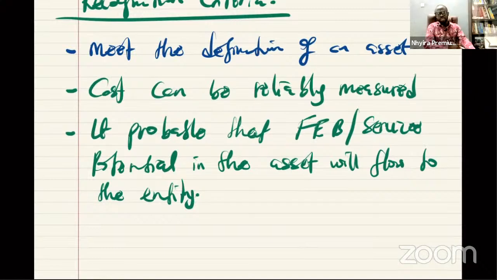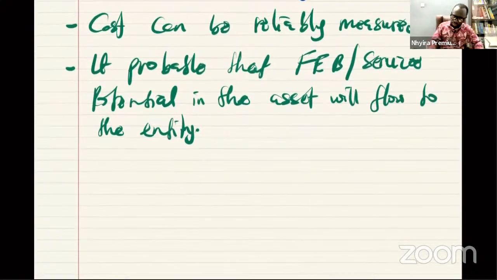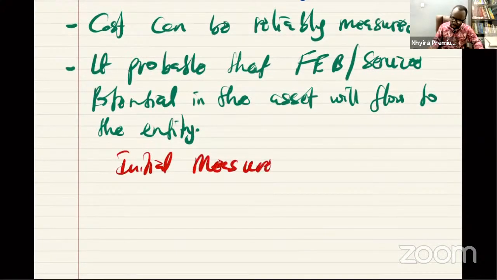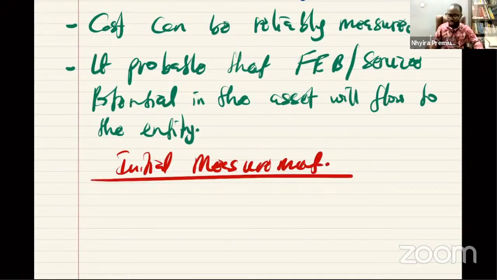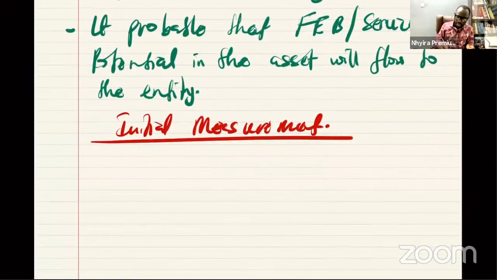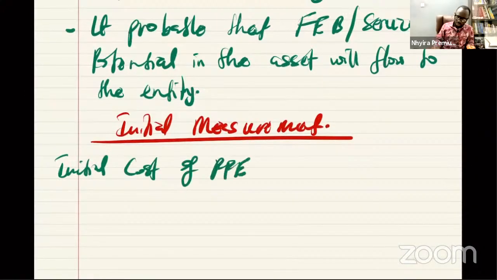Then the big question comes in: what shall be the initial measurement of these? IAS 16 states that assets should be initially measured at their initial cost. In other words, the initial cost of property, plant, and equipment shall be the purchase cost and all other costs incurred in bringing the assets to its present use.